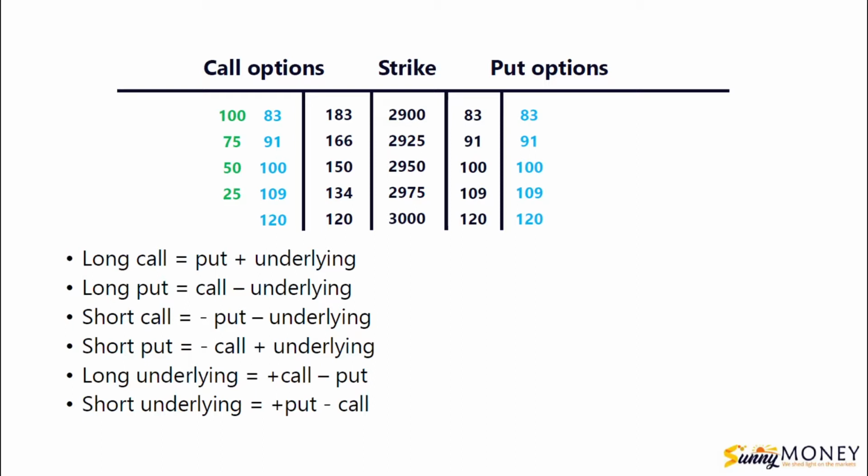In jargon, this is called a synthetic long future because the future is not purchased directly but is created in the laboratory by combining the two options. Finally, this formula allows us, for example, to know the real price of the underlying net of the dividends.